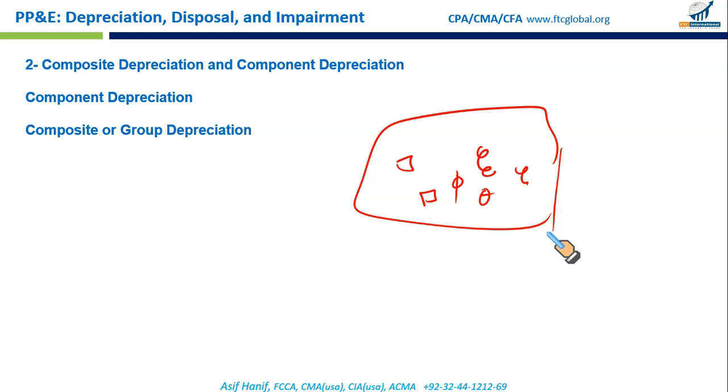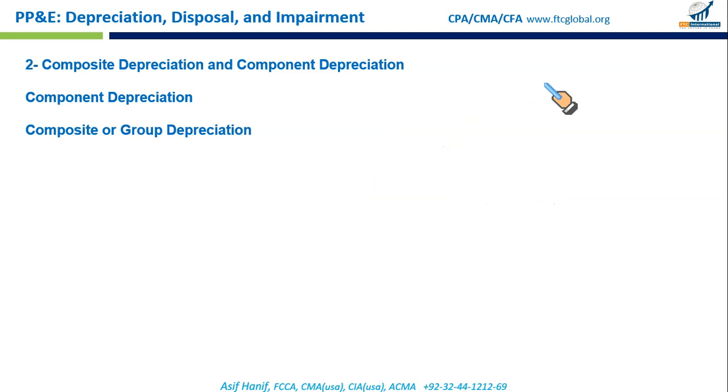Like let's say we have 10 different machines. Some are having useful life of 5 years, some 7, some 10 years. So we may average useful life of these machines to be, let's say, 8 years, and then we depreciate the entire group over this period of time. So this is what you call the composite or group depreciation.